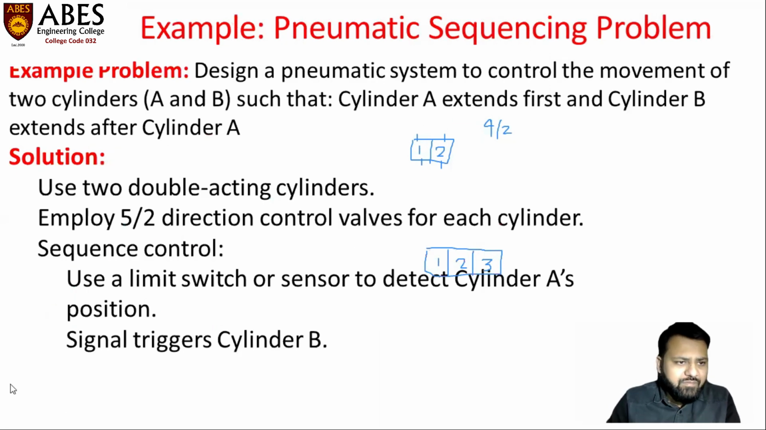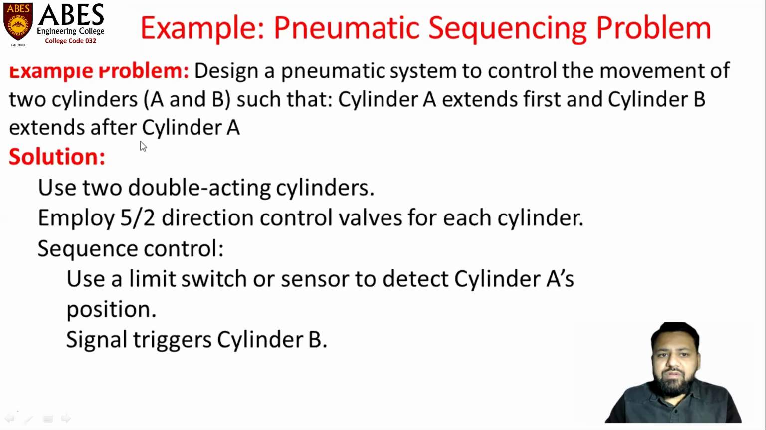So here is an example for the sequencing problem. You have to design a pneumatic system to control the movement of two cylinders, known as A and B, such that cylinder A extends first and cylinder B extends after cylinder A. So how can we solve this sequencing problem?